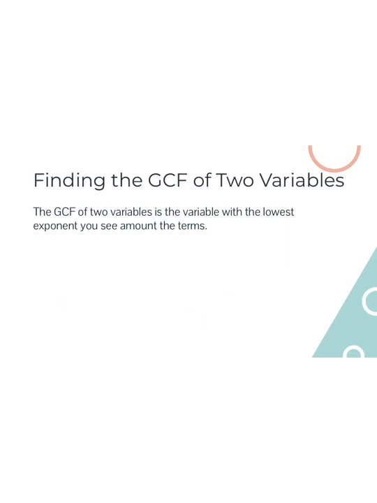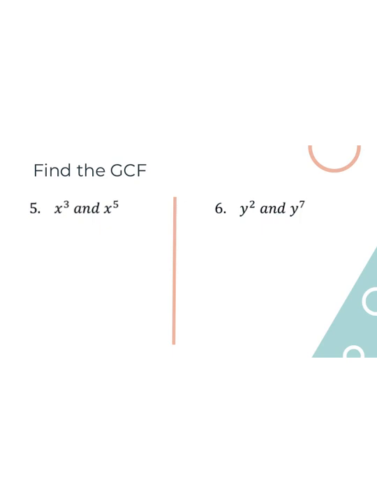Okay, so now we're going to find the GCF of two variables. The GCF of the two variables is the variable with the lowest exponent that you see in the terms. So to find the GCF, when you have exponents and variables, you're going to look at your variable, and whatever the smaller exponent is going to be the GCF. So when I have a 3 and a 5, my GCF is going to be my lower of the two. So it's going to be x to the third.